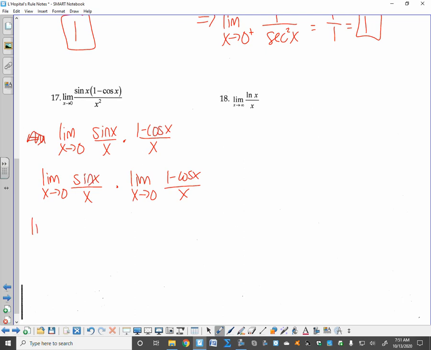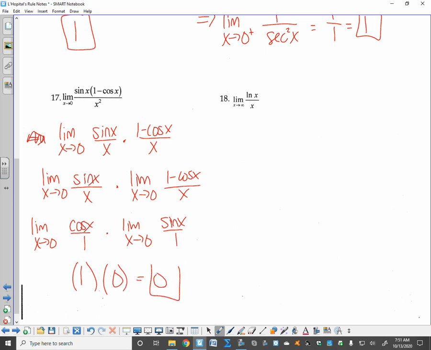And then I did L'Hopital separately. That would be cosine over 1, positive sine. The limit as x goes to 0 of cosine is a 1, unit circle. The limit as x goes to 0 of sine is 0. There we go.